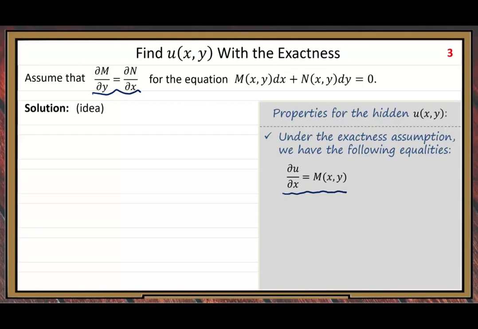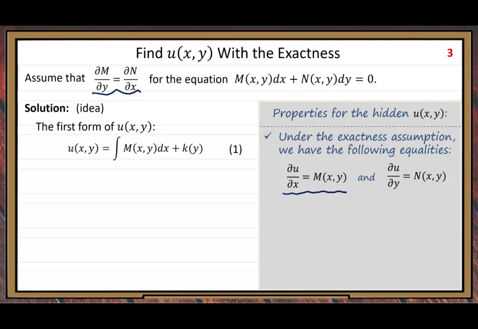At least we can get some useful information. From the second equation we can get more useful information too: partial u over partial y equals the n function, also given here. So here, let me give you the general procedure.